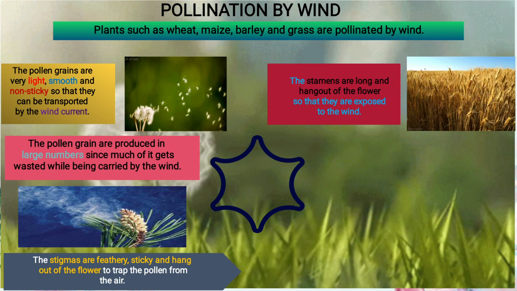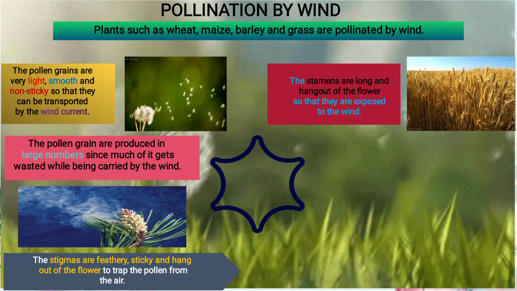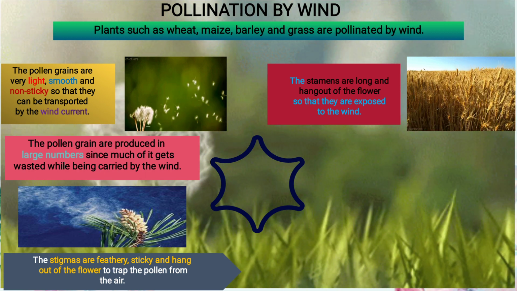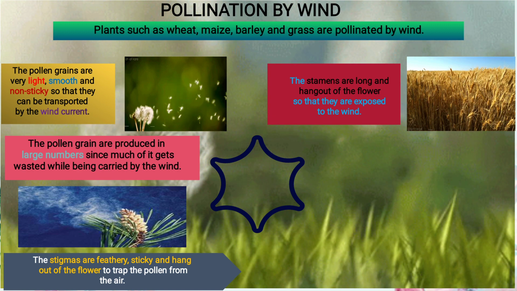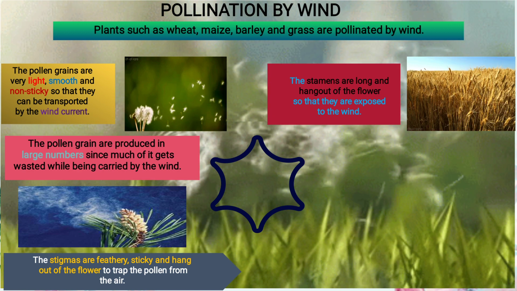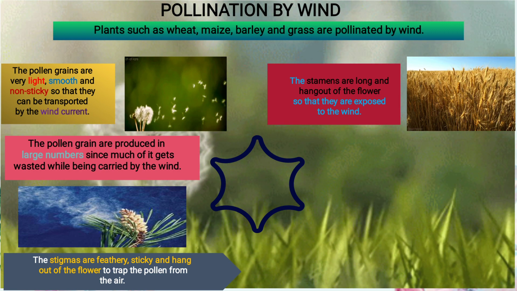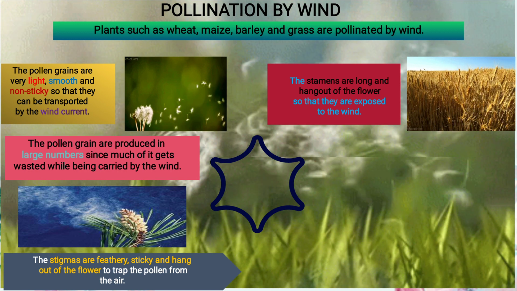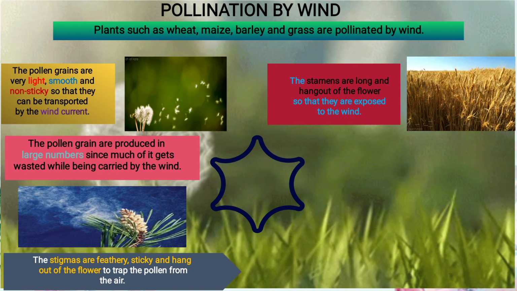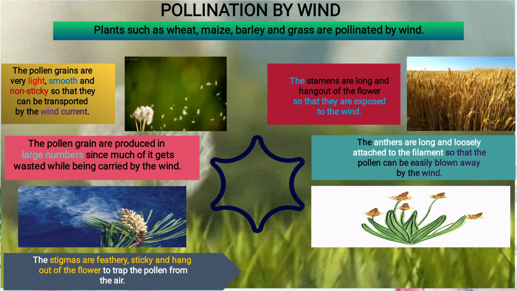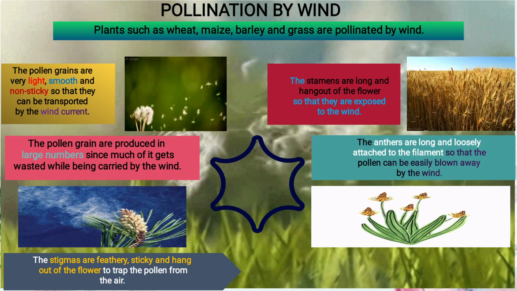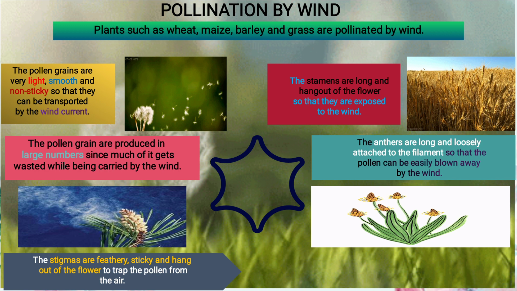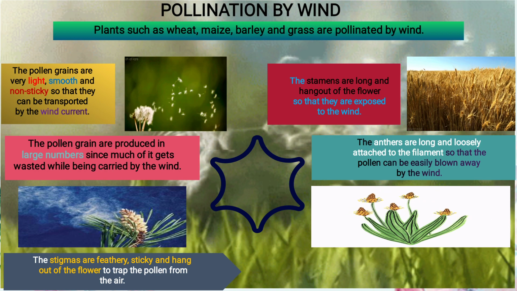They are showing the stamens are long and hang out of the flower so that they are exposed to the wind. The stamen is also long. Why are they long? अगर वो प्लांट के नीचे रहेगा तो हवा का झोंका से वो नहीं बह पाएगा. That's why the stamen is also long and hangs out of the flower, so that the wind current can take away the pollen grains easily. The anthers are loose and long and loosely attached to the filament, so that pollen can be easily blown away by wind.